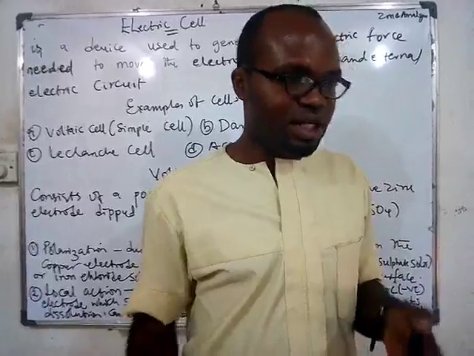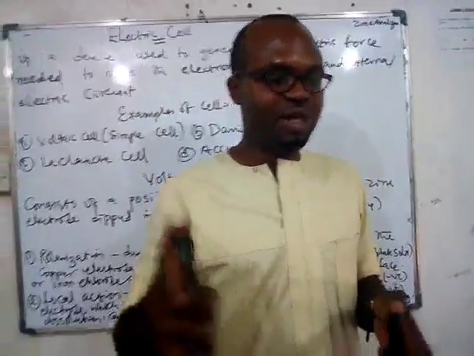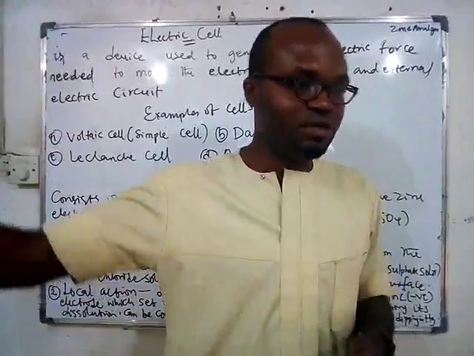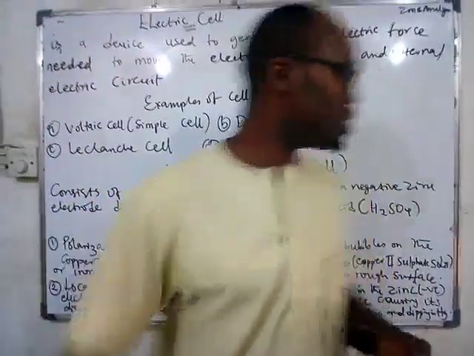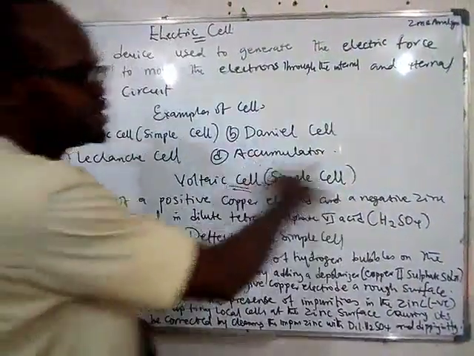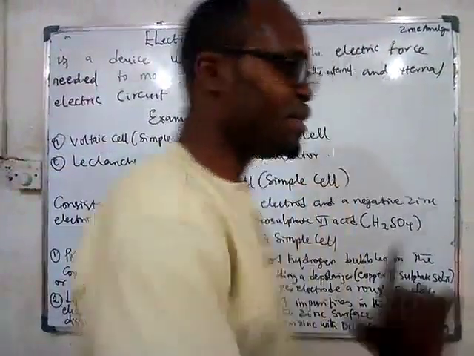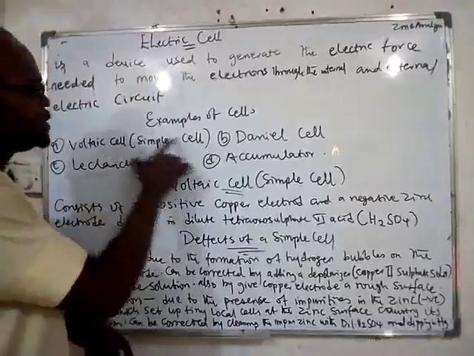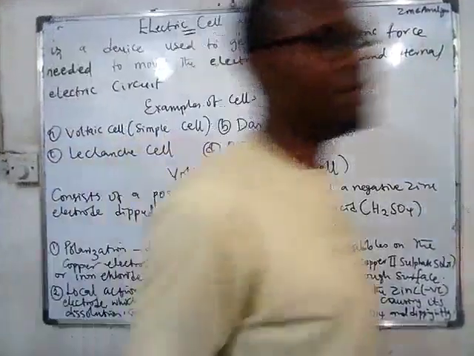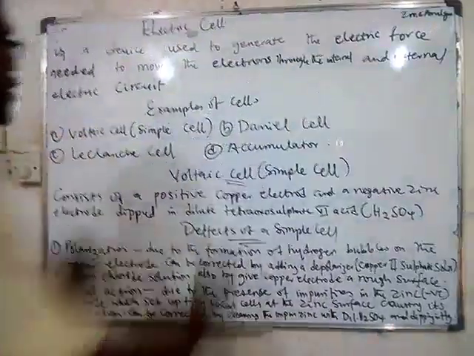You understand? If the car battery runs down, you will take it to a mechanic to recharge it, is it not? Because it is a secondary cell, it is accumulator. But the ones that you cannot recharge, they are known as simple cell or primary cells. Is that clear? So we're going to take these cells one by one.